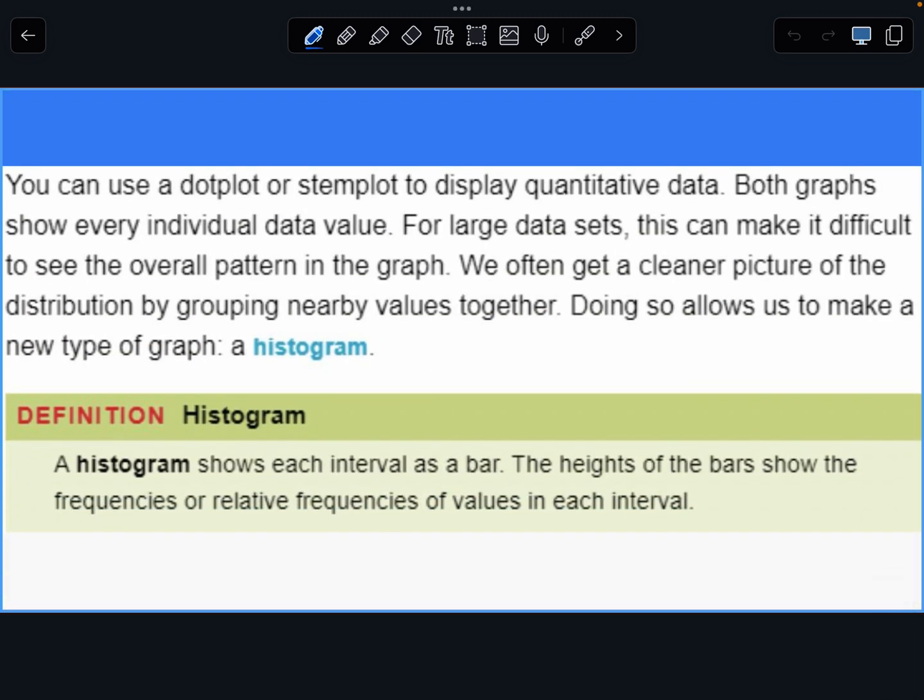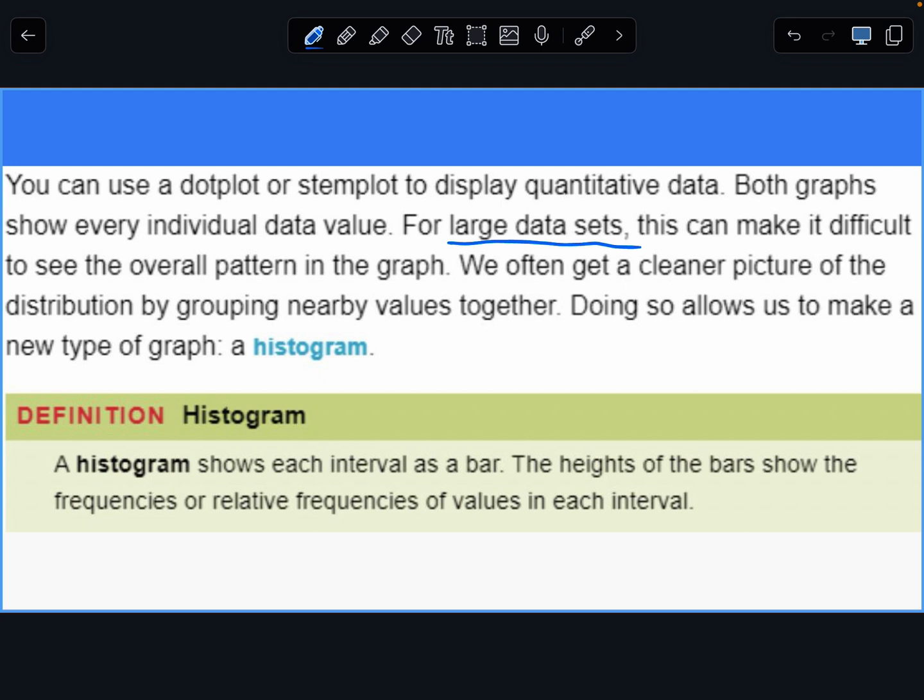Okay, so far we've talked about dot plots and stem plots to display quantitative data. Both of these graphs show very individual data values, right? For histograms, the benefit is for large data sets. This can make it difficult to see the overall pattern in the graph. We often get a cleaner picture of the distribution by grouping nearby values together. And when we do this, we make a new type of graph called a histogram.